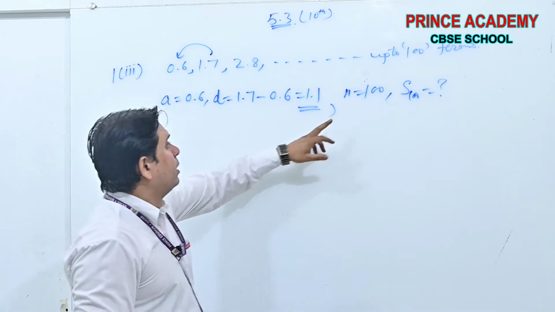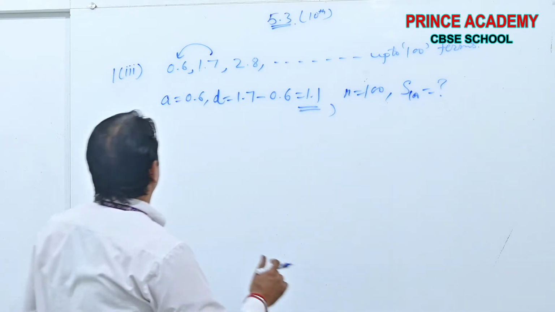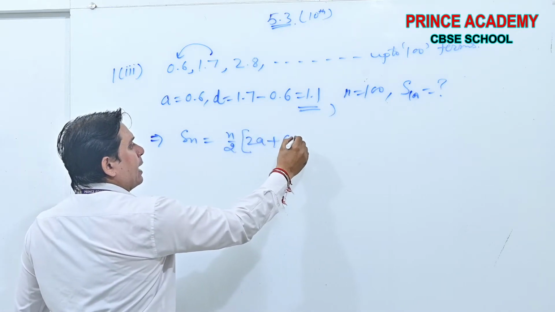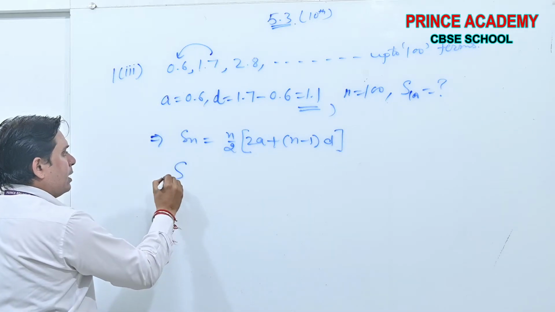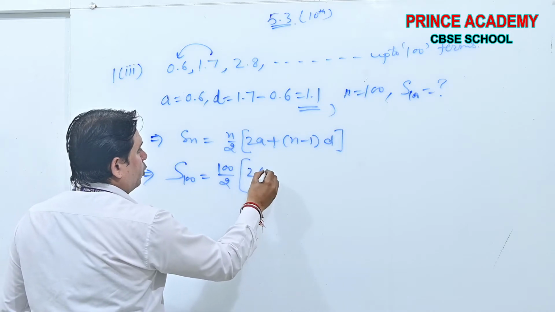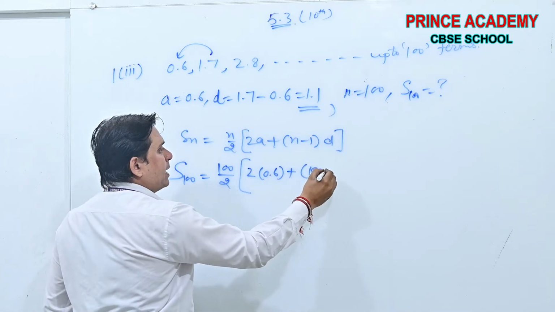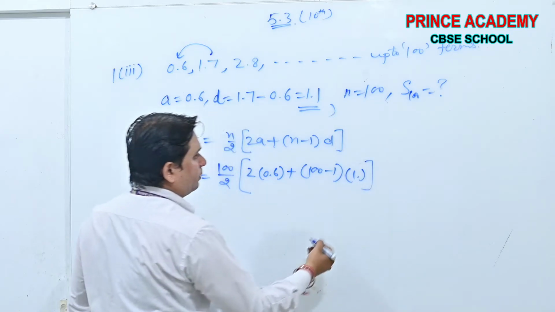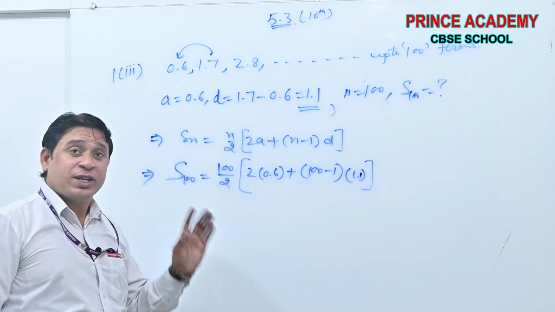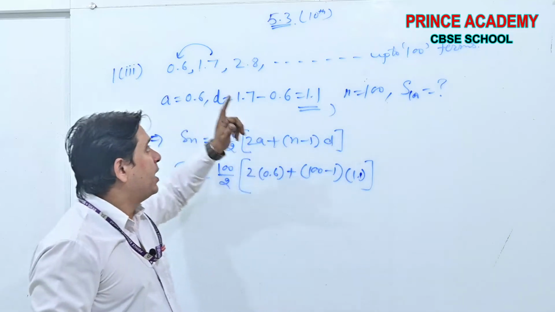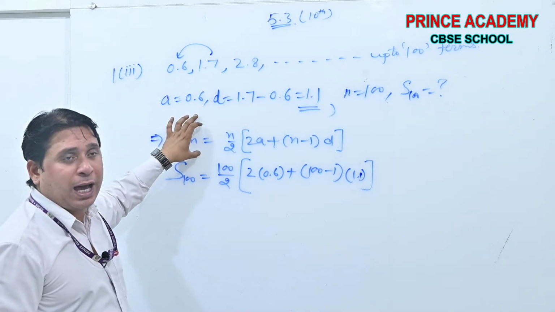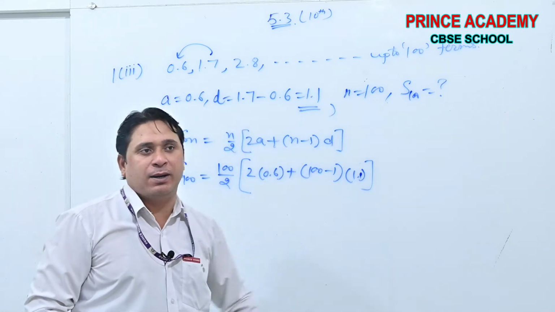Now see beta, S100 we have to find. What is Sn? Sn is n by 2, 2a plus n minus 1 into d. S100 is 100 by 2, 2a plus n minus 1 into d, and 1.1 is d. Question is very simple. Direct AP is given, a and d can be recognized, n is also recognized. You know the formula. Put the value of variables and find the desirable result.